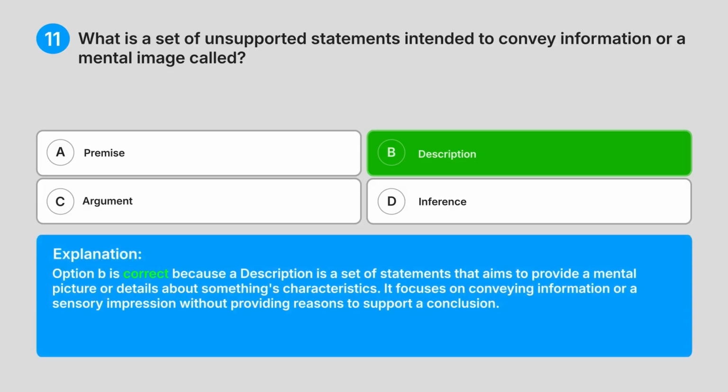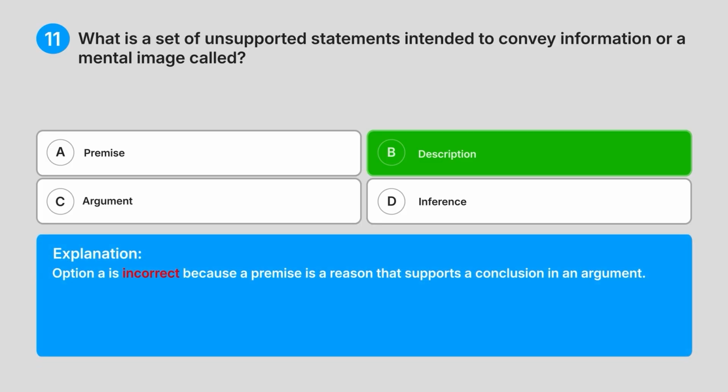Explanation. Option B is correct because a description is a set of statements that aims to provide a mental picture or details about something's characteristics. It focuses on conveying information or a sensory impression without providing reasons to support a conclusion.